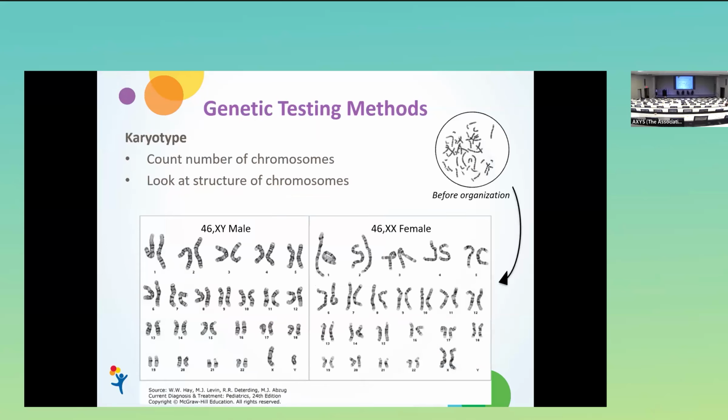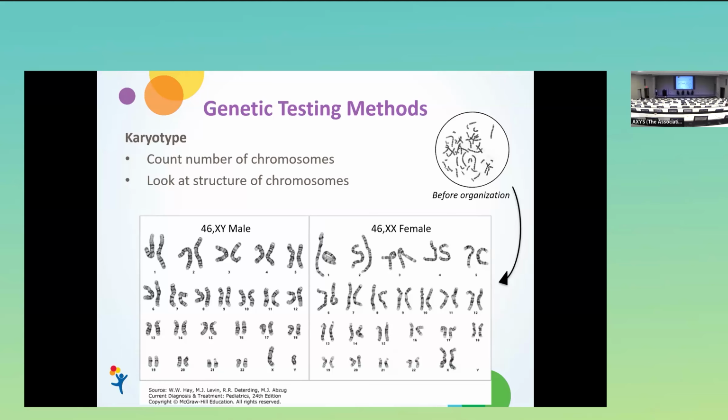Perfect. So there are a few different genetic testing methods that we can use when it comes to actually confirming a diagnosis of an X and Y chromosome variation. One of the most common types is something called a karyotype. This is a type of genetic test that specifically looks at the number of chromosomes, or the chromosome count, and also the structure of chromosomes.